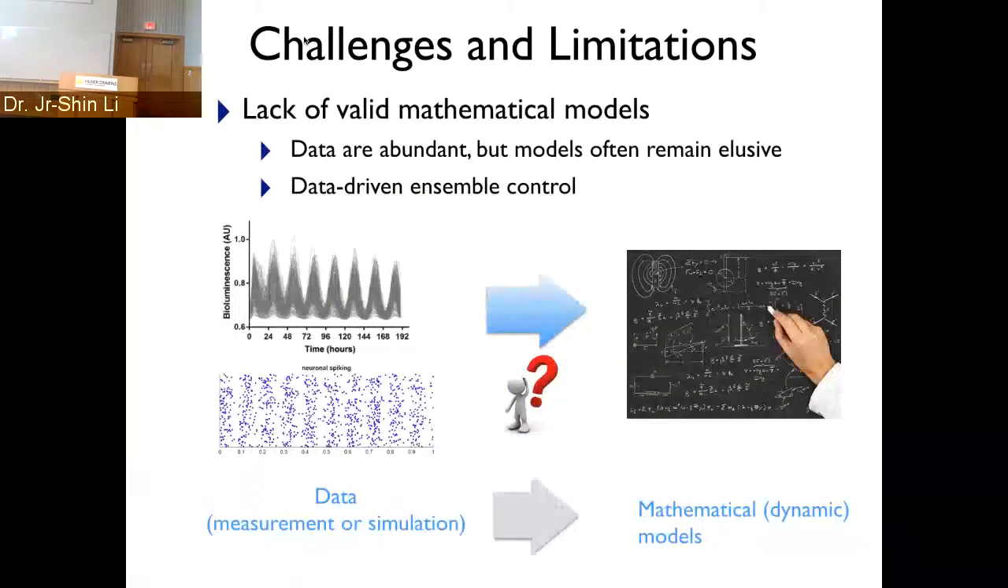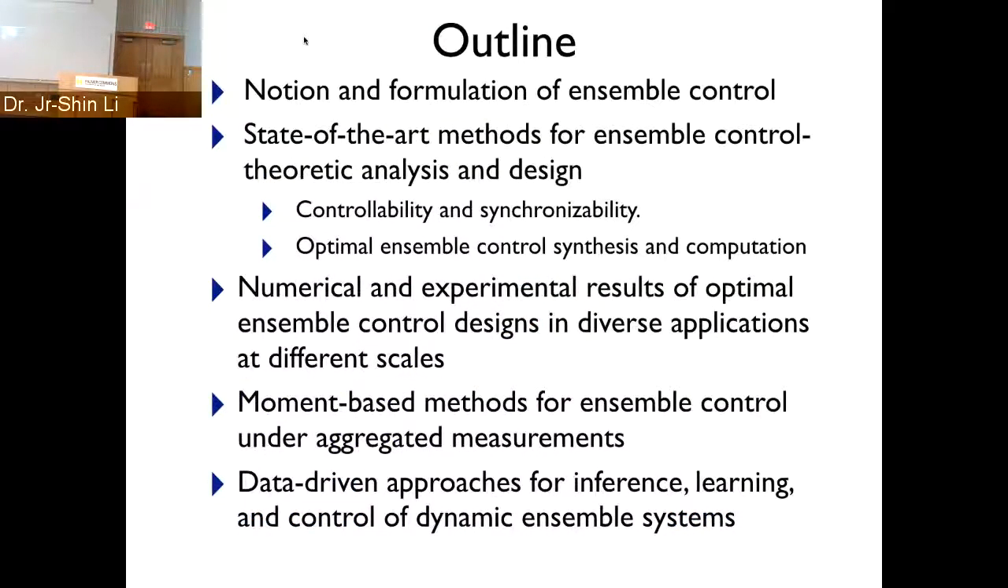And also the lack of mathematical models. In general, it's very hard to, for example, model the brain dynamics. But we could have a great deal of data available to us. Can we go from the data to writing down a mathematical model? So these are the challenges.